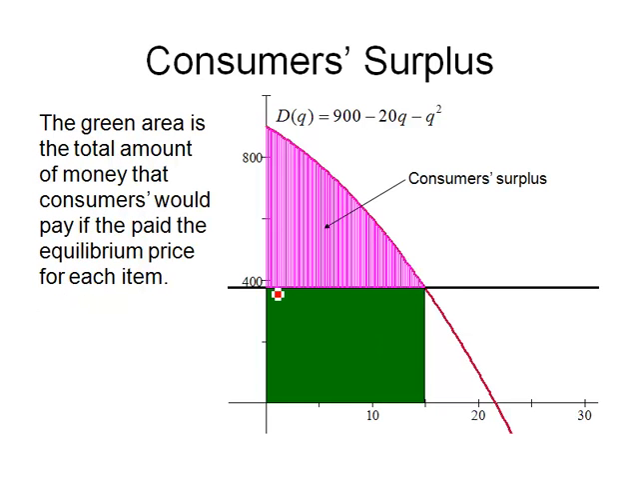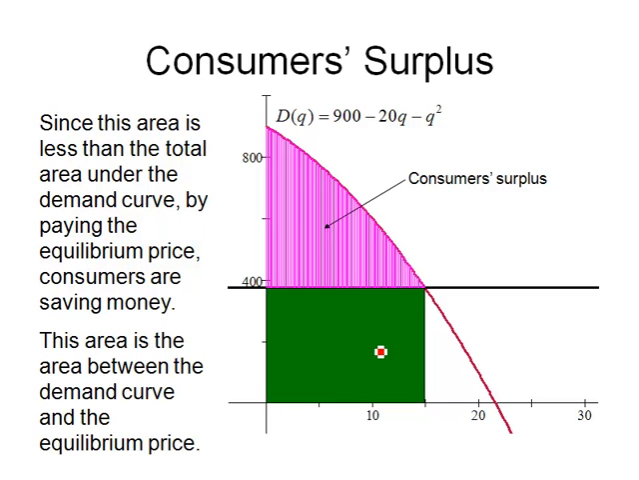Remember, the green area, the 5,625, is what they would pay if they paid the equilibrium price. That area is less than the total area under the curve, so they're going to actually save themselves some money by paying the equilibrium price. And the amount of money that they're going to save is the difference between the area under the demand curve and that green area. And so since they're saving money, that's thought of as a consumer surplus.